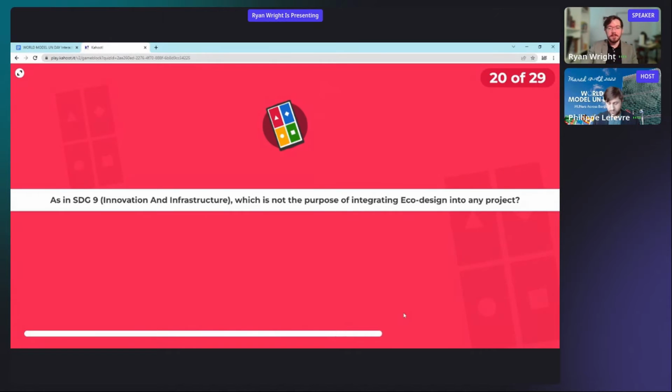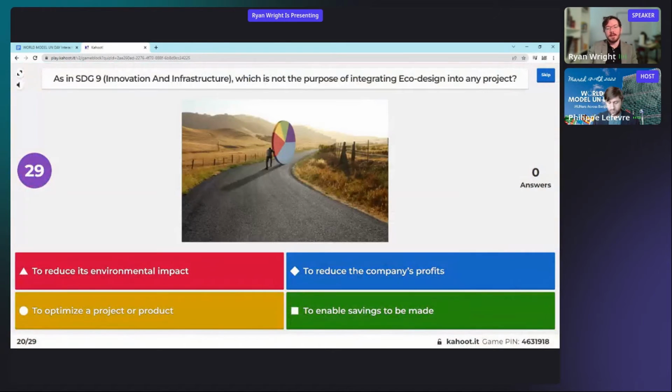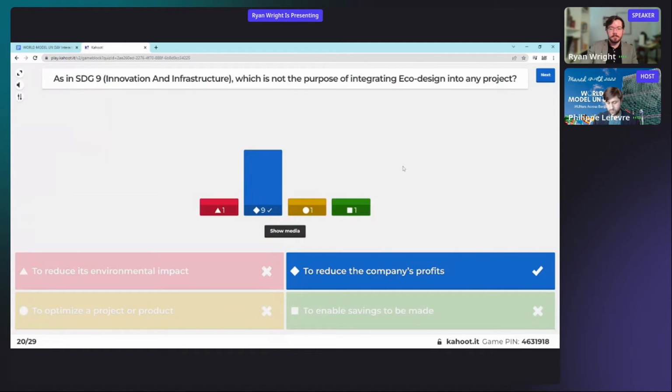There's an SDG 9 question: which is not the purpose of integrating eco-design into any project? Is it to reduce its environmental impact, to reduce the company's profits, to optimize a project or product, or to enable savings to be made? What is the purpose of integrating eco-design? Or rather, what is not the purpose? Got to read that question carefully. Yeah, to reduce the company's profit is not the purpose of integrating eco-design.